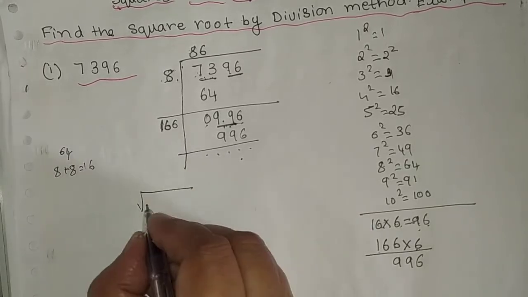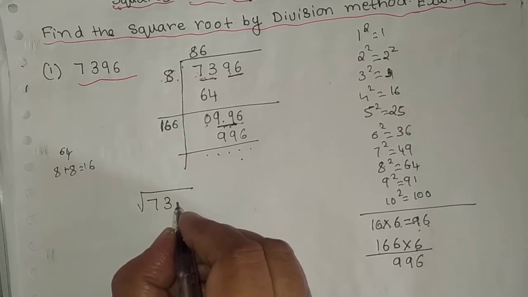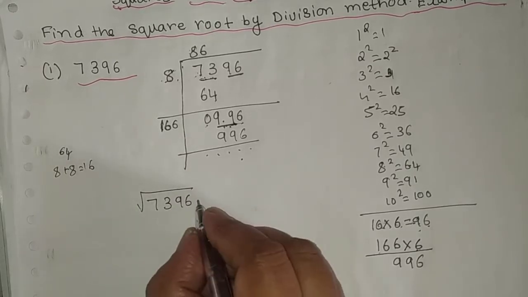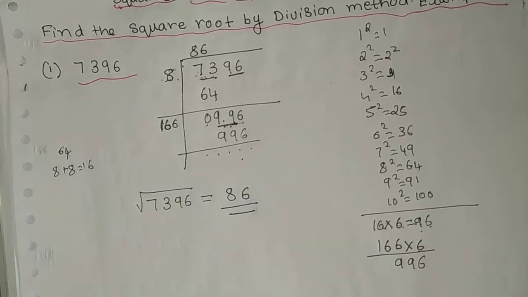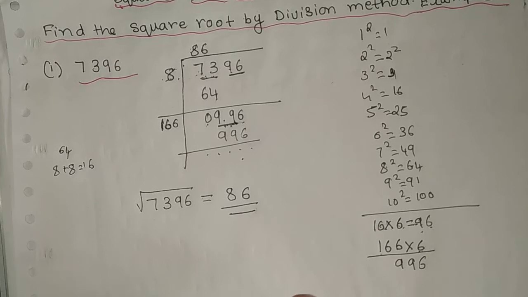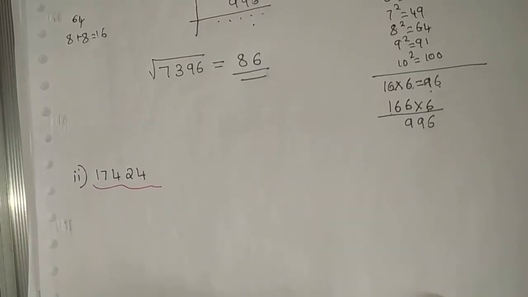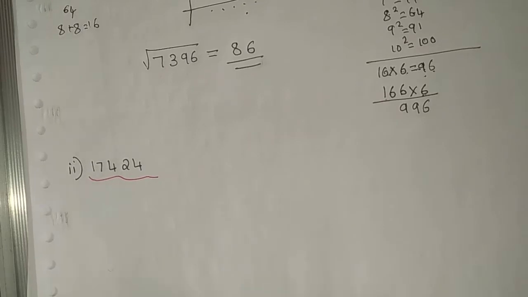Therefore, the square root of 7396 by the division method is equal to 86. So practice this, see the steps one by one, then you will get the solution. So next problem, we move on to this one.